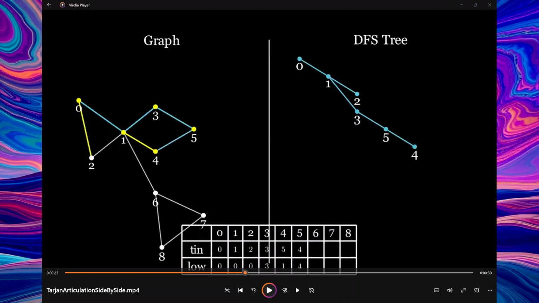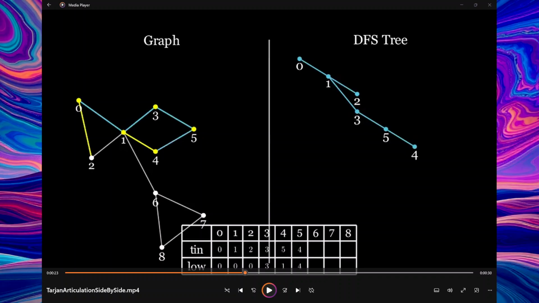We're propagating the low value down because that way we don't have to go back up and check, right? As long as we're keeping track of that low value, we have the low value of G, and we compare it to the time entry of B when we form the back edge. In this case, they're equal, so we know B is our articulation point. I'm just saying the same thing over and over again, basically.